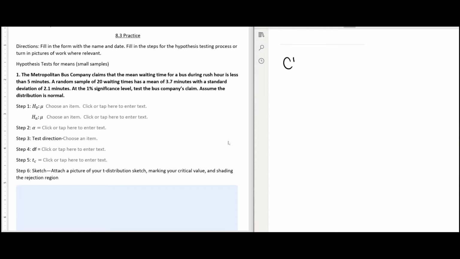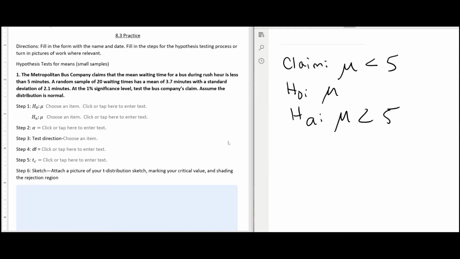So the claim is that mu is less than 5, for 5 minutes. Now this is actually a statement of inequality, so that means that it belongs to the alternative hypothesis, right? HA or H1. So that belongs here. Now, because we have this, we can flip it, or do the opposite, the complement, to get the null hypothesis. Okay, so those are our hypothesis statements.